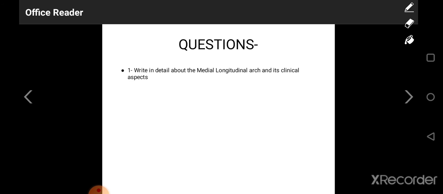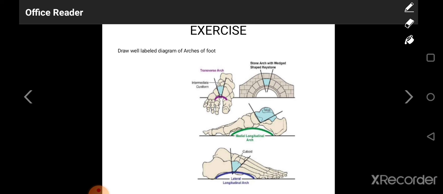Along with this, the lateral longitudinal arch is also very important, but the medial is more important than the lateral. And in the file you draw the well-labeled diagram for the arches of the foot. So you have to draw all these 4 diagrams which show the maintenance of the different arches, and this completes your topic, the arches of the foot. Thank you.